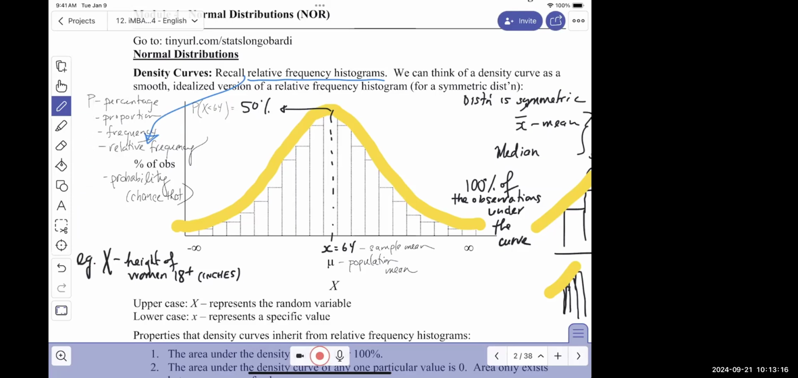So let's say that these bars add up to a total of 10% of the observations. And I'm going to say this is X, and I'm going to put just a star on it. I'm not going to give it a value. How would you write that? How would you express that?